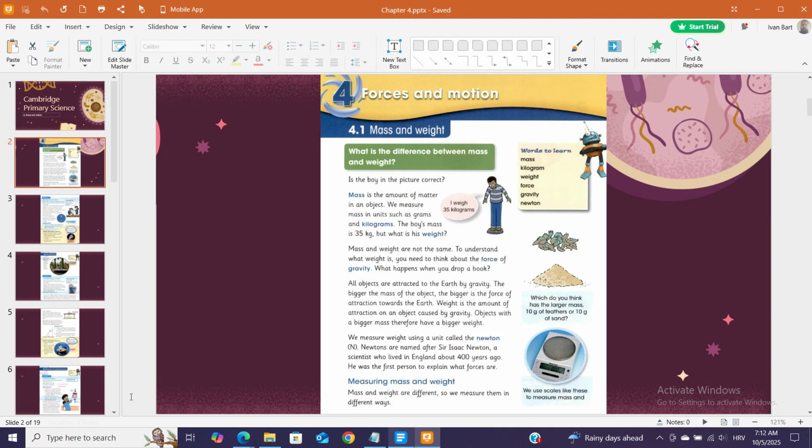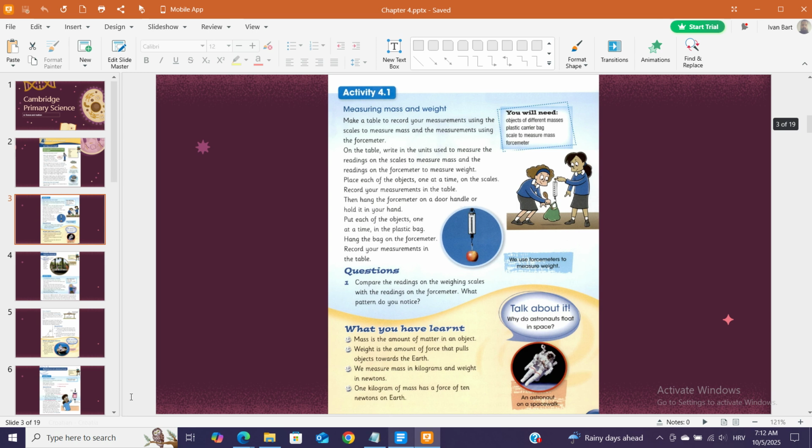We measure weight using a unit called the Newton, N. Newtons are named after Sir Isaac Newton, a scientist who lived in England about 400 years ago. He was the first person to explain what forces are. Measuring mass and weight. Mass and weight are different, so we measure them in different ways.